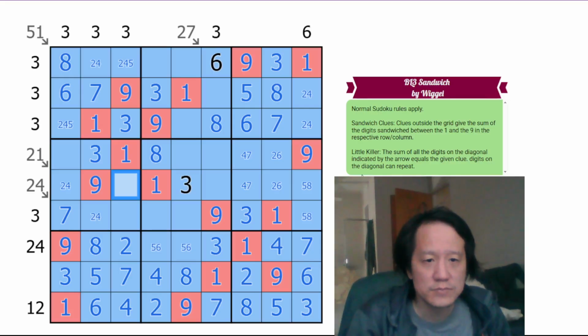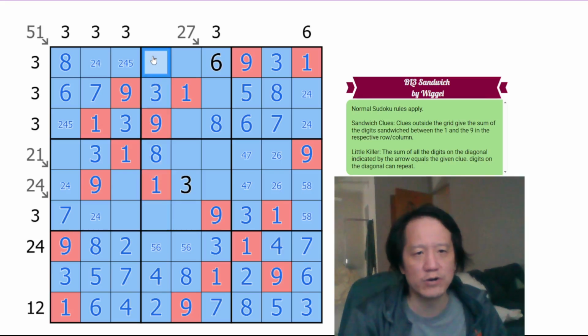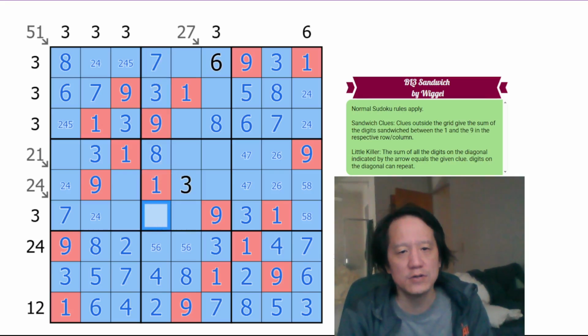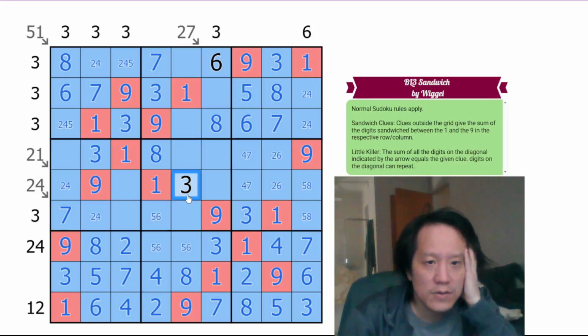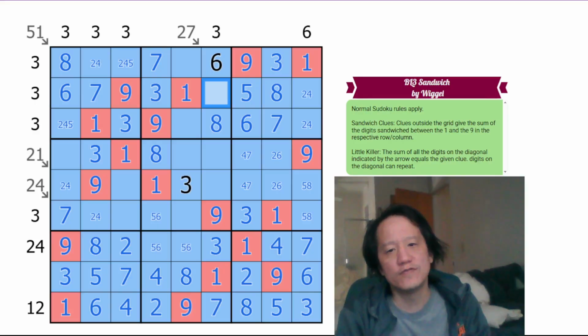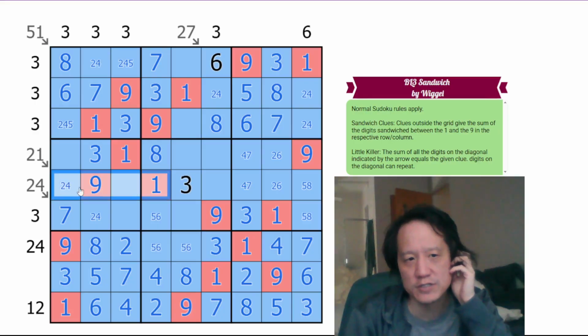The remaining digits in column 4 are 5, 6, and 7, but this can't be 7. Where is the 7 then? It has to be here. So this is 5 or 6. Remaining digits in row 2 are 2 and 4, so this is 2 and 4. There's no way this adds up to 21 in between.